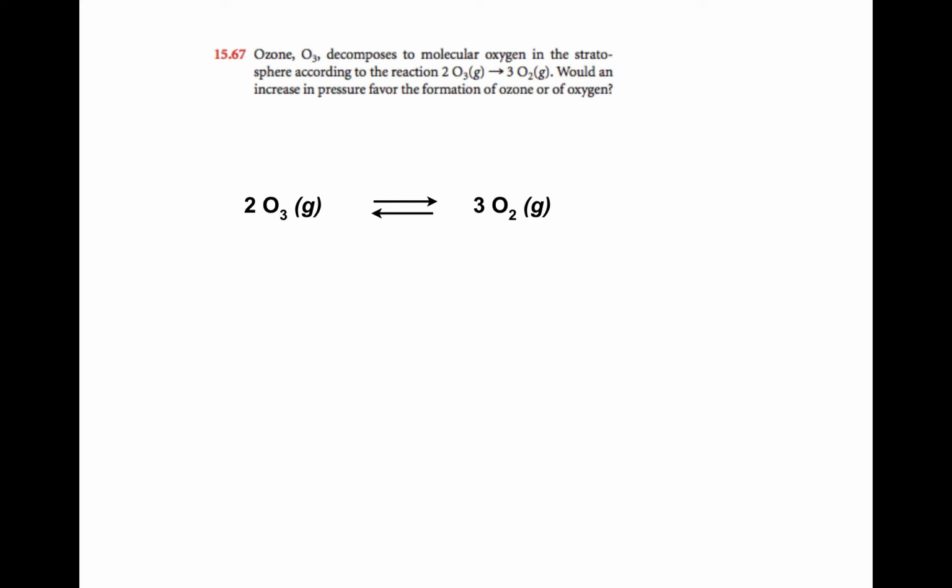All right, so the way this looks, I've got 2 moles of gas going in and 3 moles of gas coming out. So increasing the pressure will drive this backwards. So if you wanted to keep ozone and lower the oxygen pressure, you could increase the pressure on the system. It'll drive this equilibrium back towards the side with fewer moles of gas.